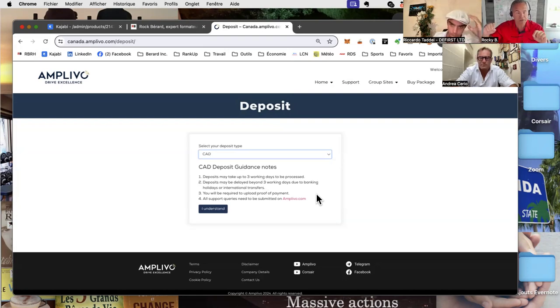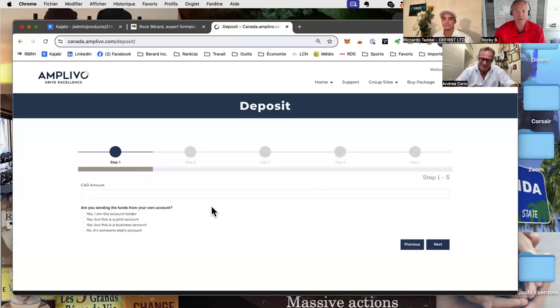So be prepared. What I'm telling the people is make your payments before, have your screenshot ready, and do the procedures. Okay, this is the best way to do it. Also put queries at amplivo.com, not at Rock Berard. People are phoning me or calling me, hey, I have a problem. Hey, do I look like a support guy? I'm not, okay? Take your time, follow the steps. So I say, I understand.